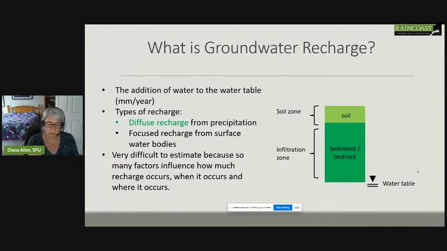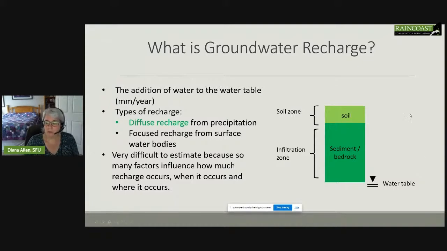So there's two main types of recharge. One of them is diffuse recharge from precipitation, and that's what I'm going to focus on today. But there's also focused recharge that we can get from surface water bodies. So for example, streams or lakes that lose water to the groundwater system.